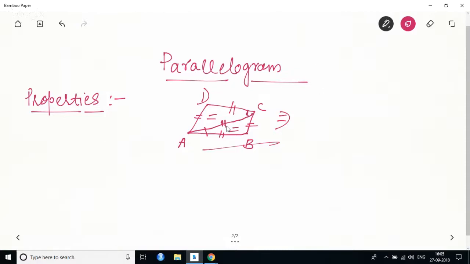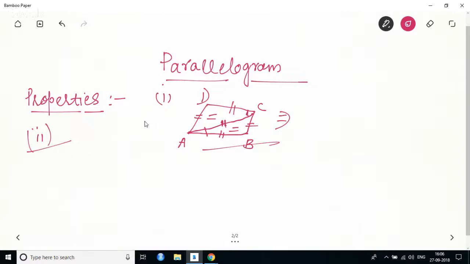So one property is the diagonal will divide the parallelogram into two congruent triangles. So this is the first theorem. Second theorem, the more basic things which I have discussed in the class, I'm not going through it: opposite sides are parallel and equal, opposite angles are equal, and two adjacent angles sum to 180 degrees. This we have already done in the class. So second is opposite sides are equal, we all know it.